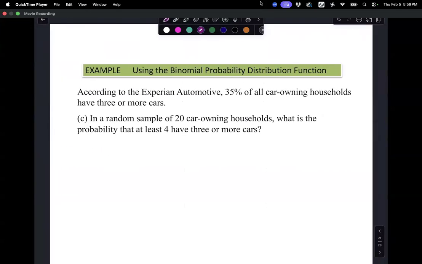All right. Now we still have the same 35%. We still have our random sample of 20 car owning households. At least four is what we're looking for. We're looking for at least four.